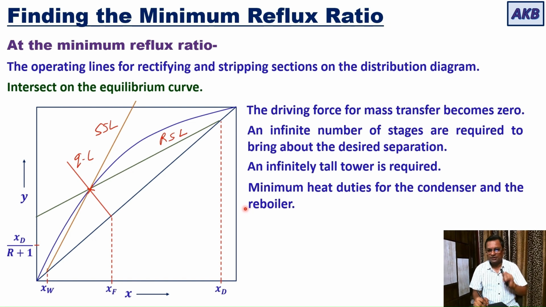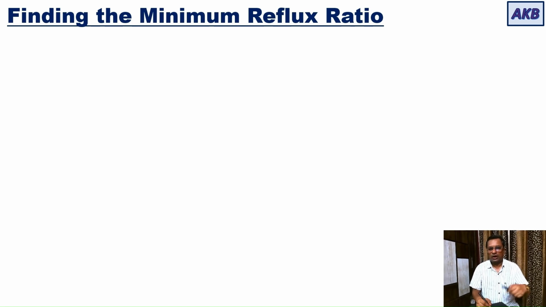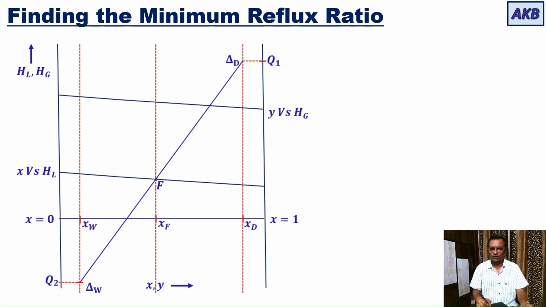Now our objective in this discussion is, let us learn how to find the minimum reflux ratio by using the Ponchon-Savarit method. For that we will be using the enthalpy concentration diagram. This end is x equal to 0, y equal to 0. This end is x equal to 1, y equal to 1.